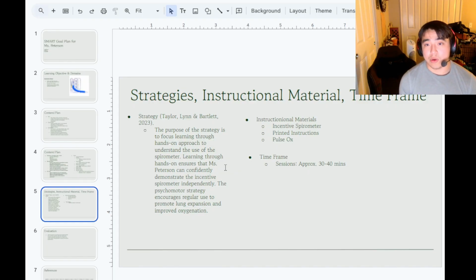And the instructional material that we'll be using will be the incentive spirometer, the printed instructions, and the pulse ox. Our session together will take approximately 30 to 40 minutes. That includes the pre-quiz, the instructions, and the demonstration. And hopefully by the end, when she does it independently, it will take no more than 10 to 15 minutes by herself.